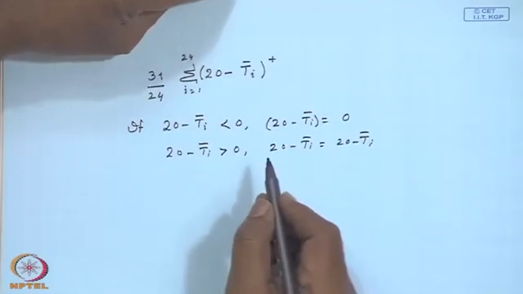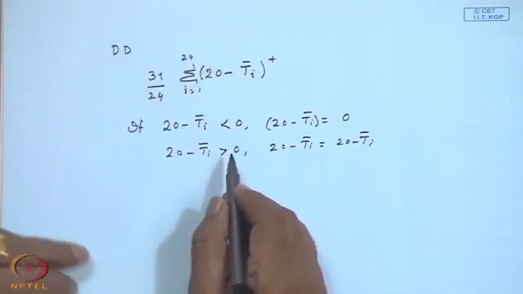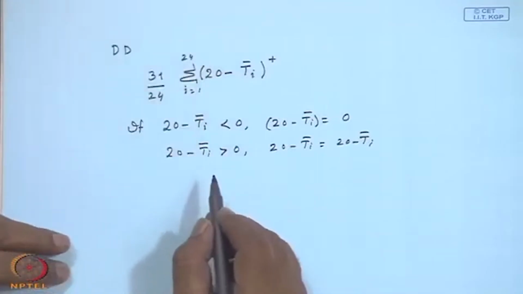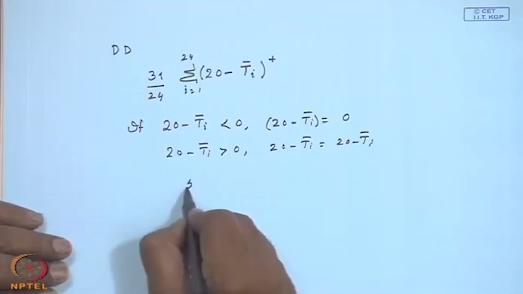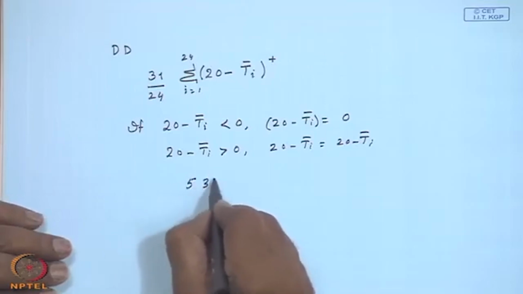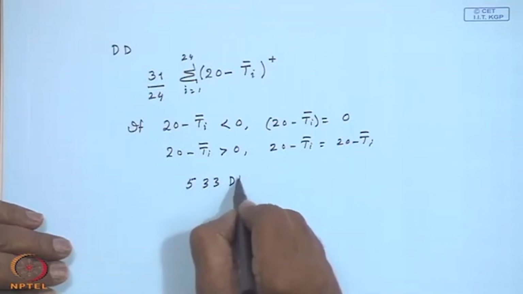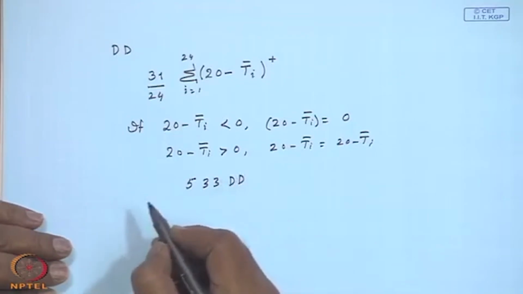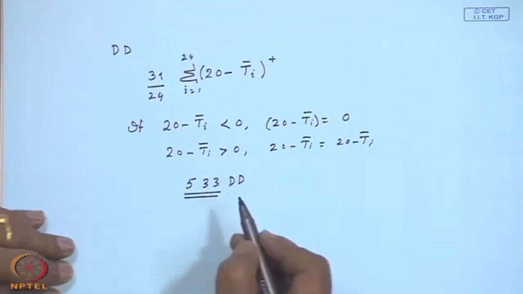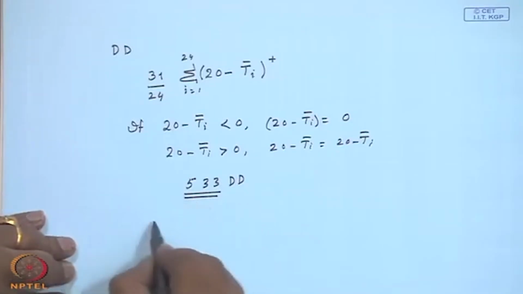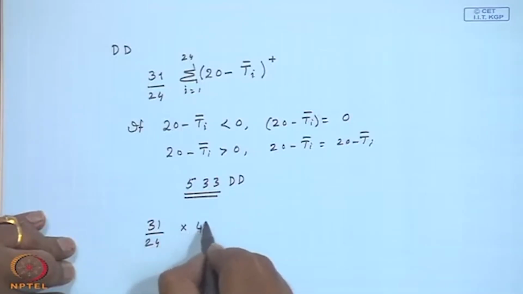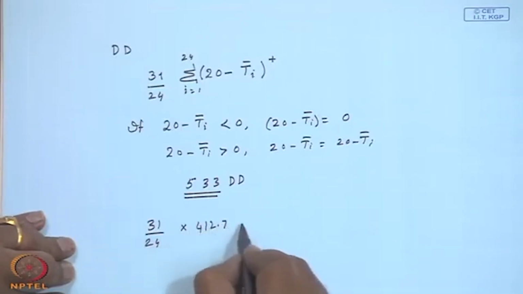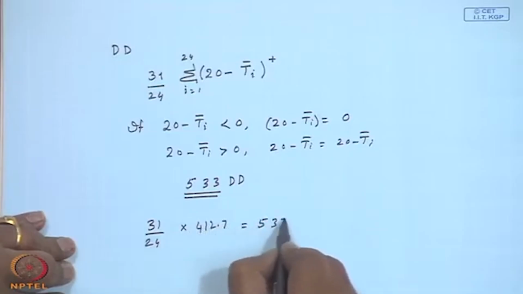This is how we will get this. So, I have done this for 24 calculations and came out with 533 degree days. This total turns out to be 31 by 24 into 412.7, which is about 533.